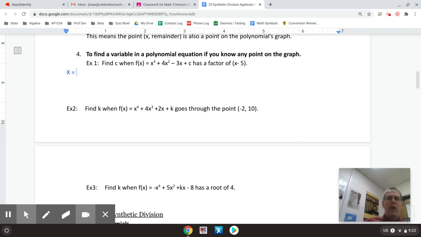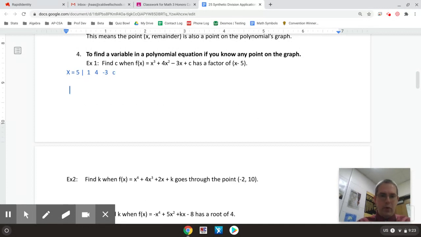Okay. On this next one, we're going to use these polynomial equations that have a variable and use synthetic division to figure out what it is. First thing, if it gives me a factor of x minus 5, that means x equals 5. That's a root of 5. Always switch the sign when it's coming out of a factor. Coefficients are 1, 4, -3, and c.